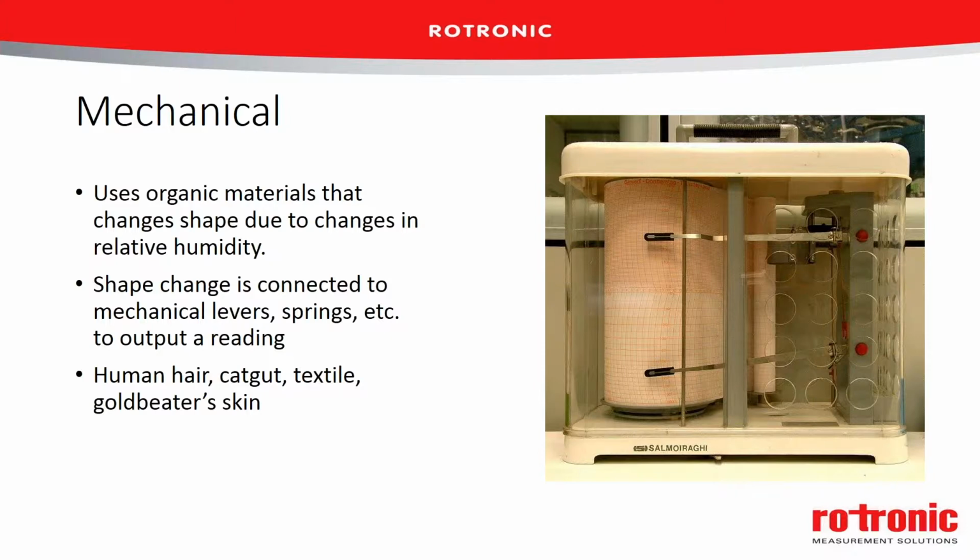Typically the shape change, whatever material you're using, is connected to levers or springs or something that moves a pen like we see here, or it moves a needle, something like that. Typically you'll find hair, human hair in some cases, horse hair, things like cat gut, certain textiles, gold beater skin. One of my favorites, gold beater skin, is the inner lining of a cow's intestine. Works very good detecting relative humidity.